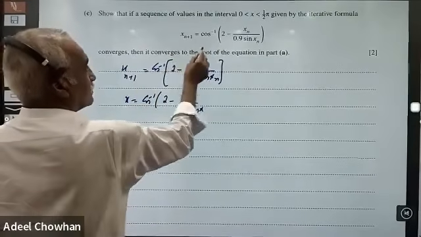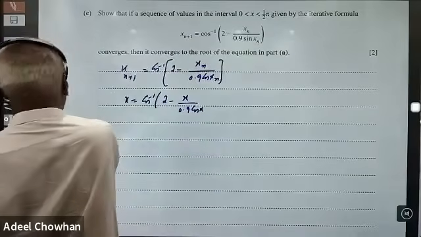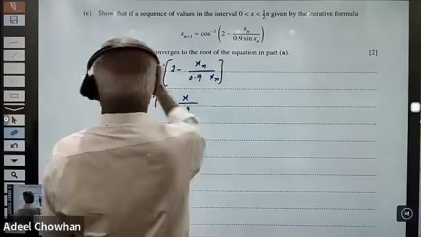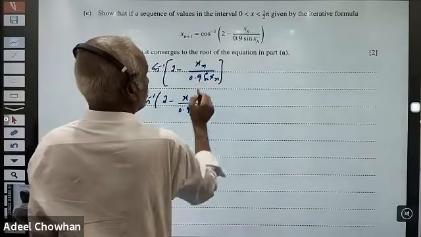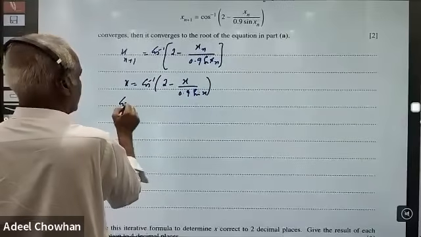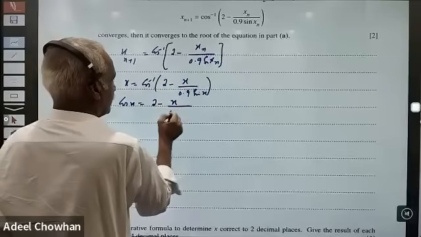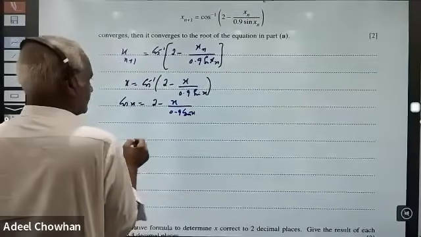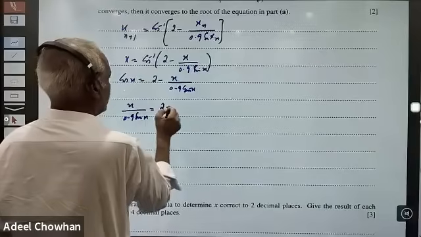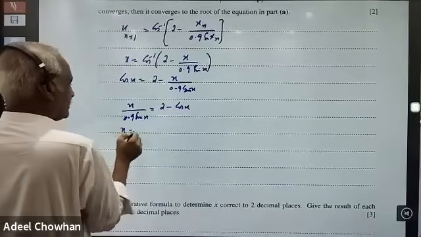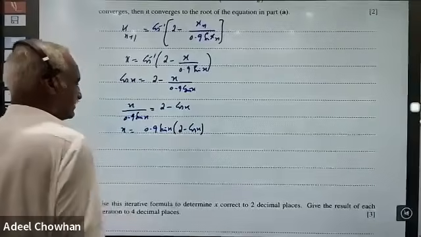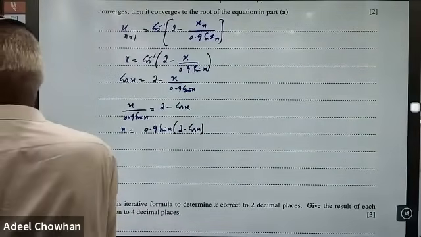It is cos inverse, sorry, 0.9 into, so it should be equal to sine of X. Now shifting this to this side, cos of X is equal to 2 minus X over 0.9 sine of X, or X over 0.9 sine of X is equal to 2 minus cos of X, or X is equal to 0.9 sine of X into 2 minus cos of X. So this is the basic formula to that is being converged to this part.